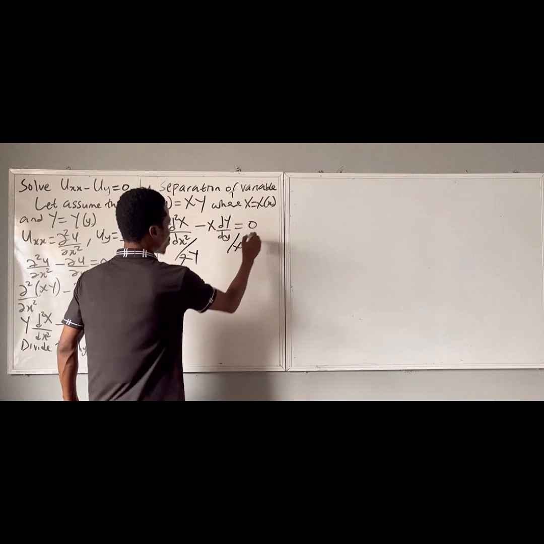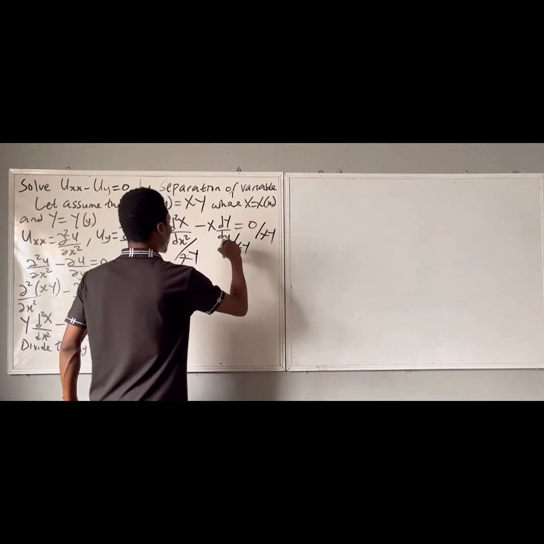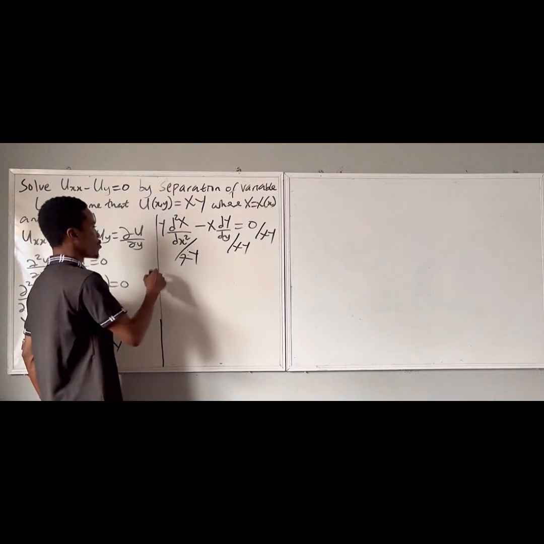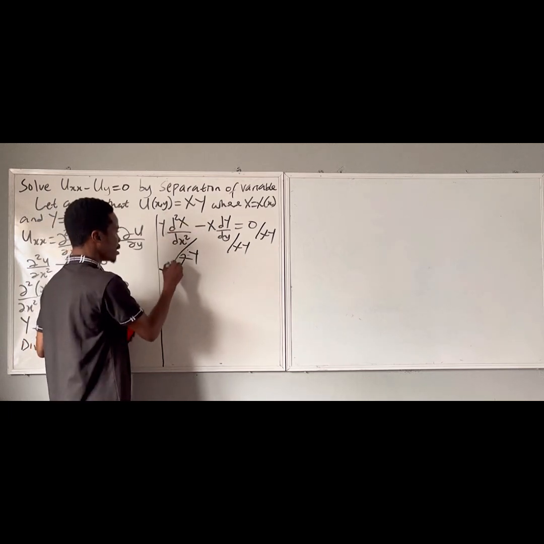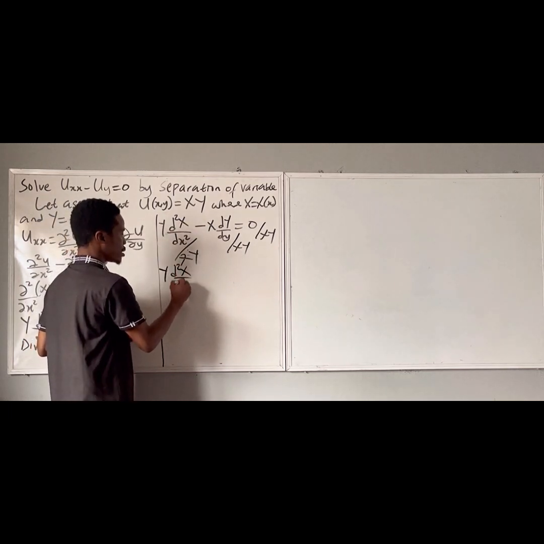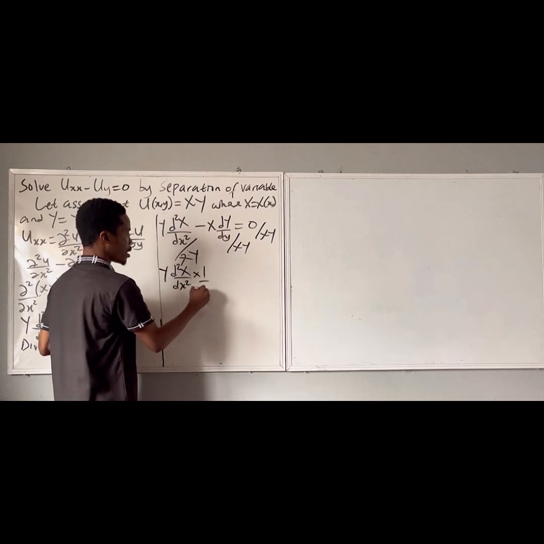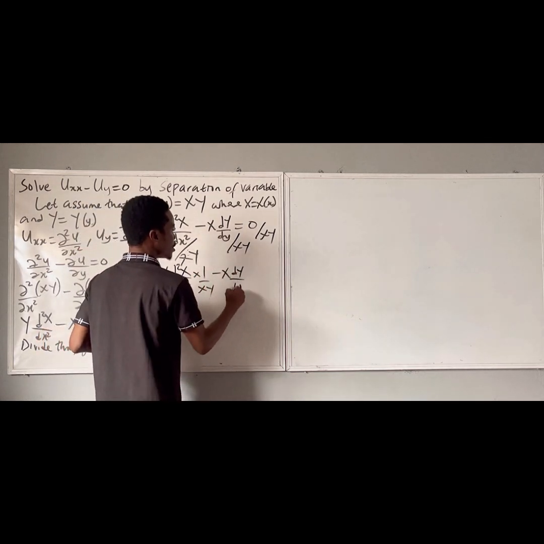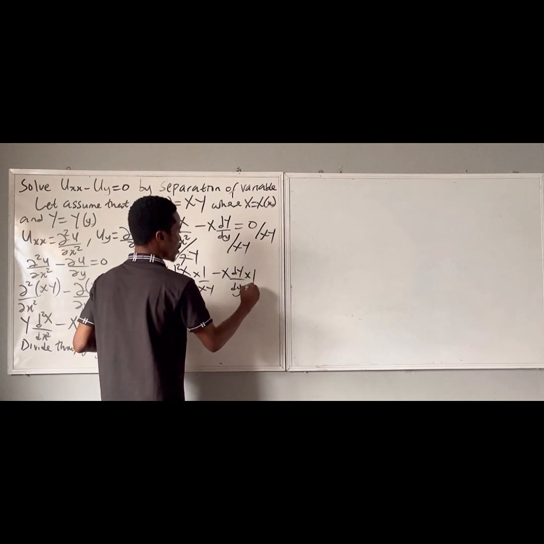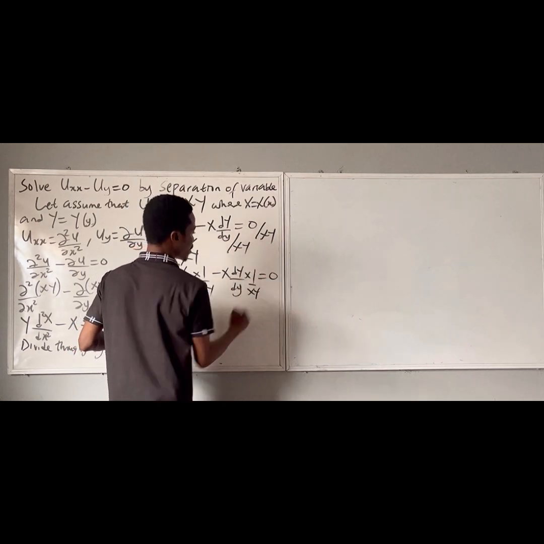xy. So what am I going to have here? I'm going to have 1 over what? This xy, it means it will be y, d square x all over dx square times 1 over xy, and minus x dy all over dy times 1 over xy is equal to 0.